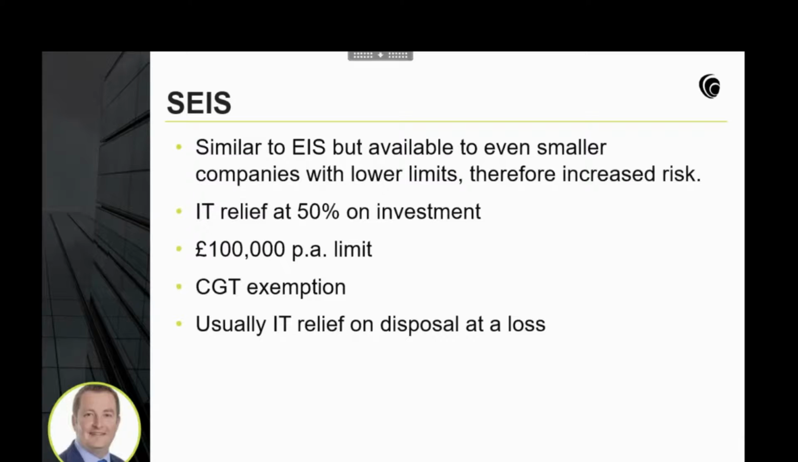The CGT relief is slightly different in that it provides for a 50% exemption to capital gains rolled into SEIS investments. So if in the example given previously, the individual makes a £100,000 gain, if he or she invests the £100,000 into SEIS, £50,000 of that gain becomes completely exempt and is never brought into charge.